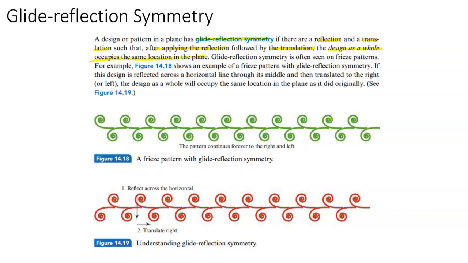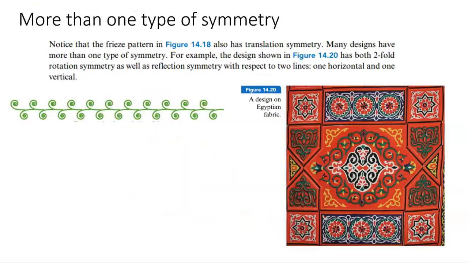So let's look at that frieze pattern again. Let's take this one design here. We're going to reflect it over this line of symmetry, so then it would kind of look like that. And then we would translate it to the right, and it would result in this here. It's already on the design, and you can see that it repeats. So that is what glide reflection symmetry looks like.